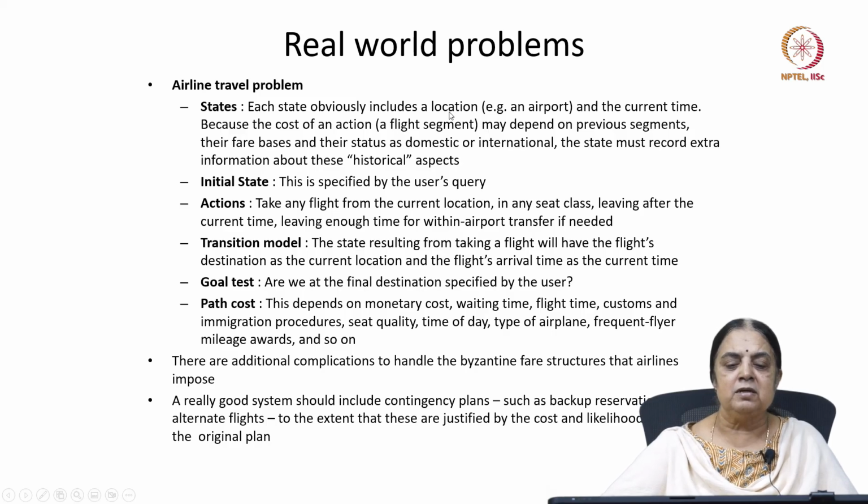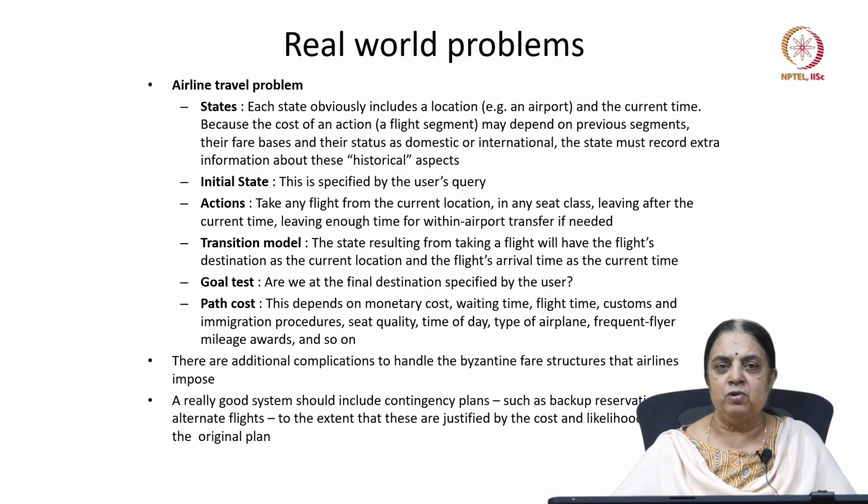Each state includes a location, the current time, then the flight segment which needs to be booked, the status, etc. So there's also some extra information here. This is actually a real world problem which is a little more complex than the problems we have seen earlier, basically. So the initial state is whatever the query is of the user.